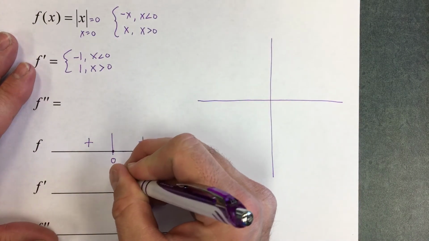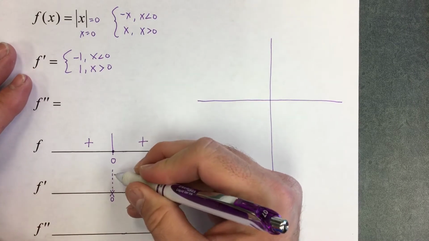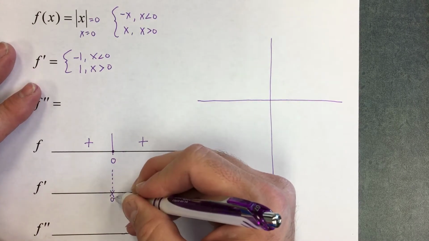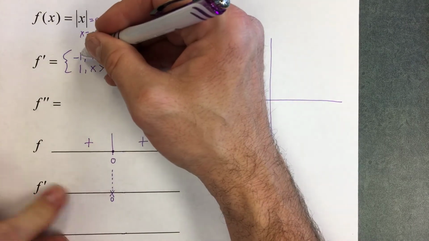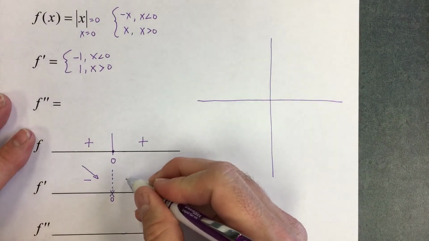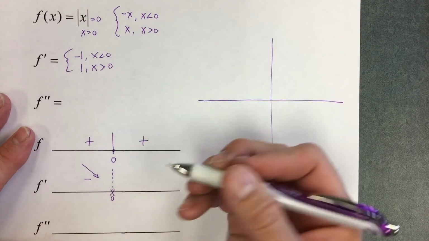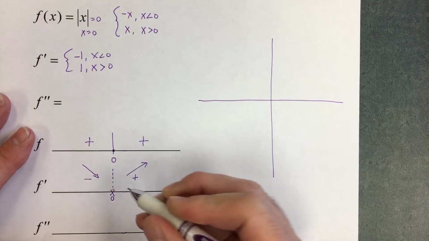So I always need to test around that, and because it's a potential problem, I'm going to put like a little dashed problem spot. But I know when x is less than 0, my slope isn't only negative, it's actually negative 1. But when I'm to the right of 0, my slope is actually positive 1. Positive 1, not just positive, but positive 1.